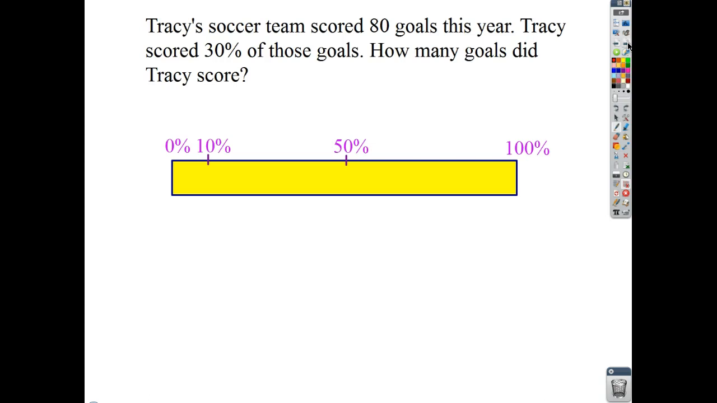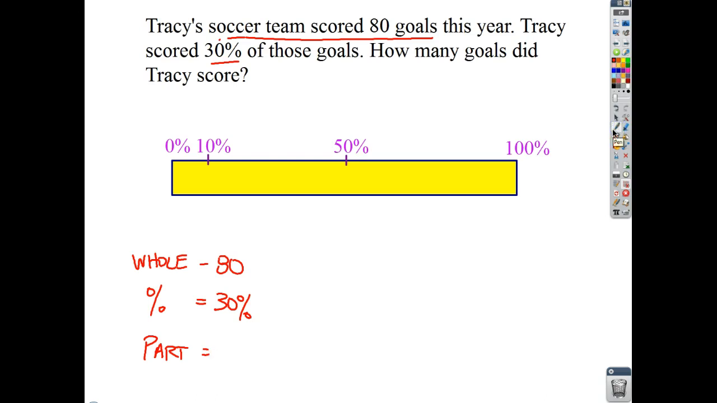All right, in this case, we know that the soccer team scored 80, right? And we know that Tracy scored 30%. So we know the whole, which is 80 goals. We know the percent, which is 30%. And what we're looking for is the part, right? The part is Tracy's goals, which would make sense. She can't score more than the team scores. If she's on the team, she can't score more than the whole team. She could score all the goals for the team, but she can't score more than that.